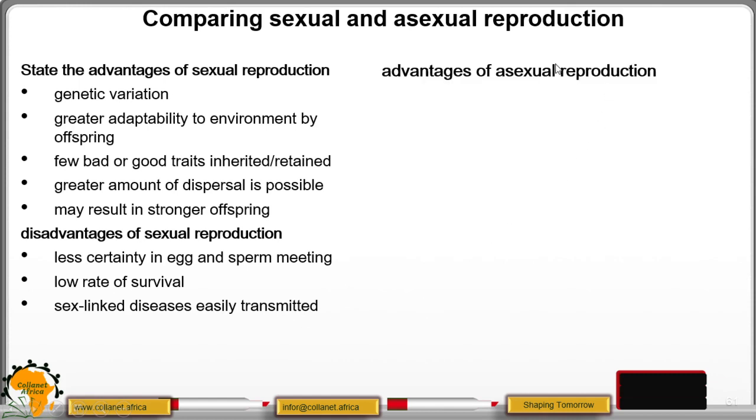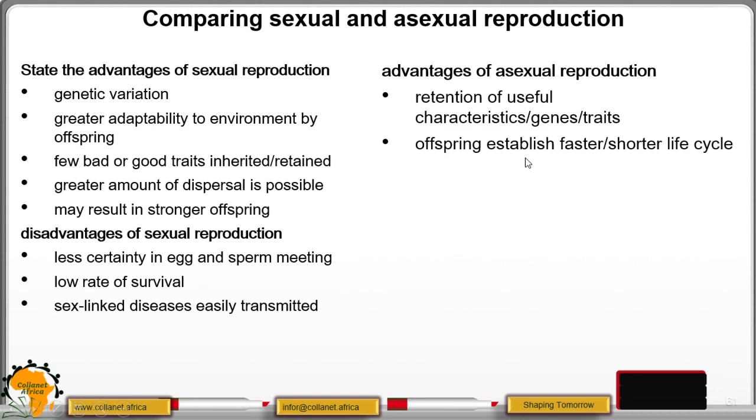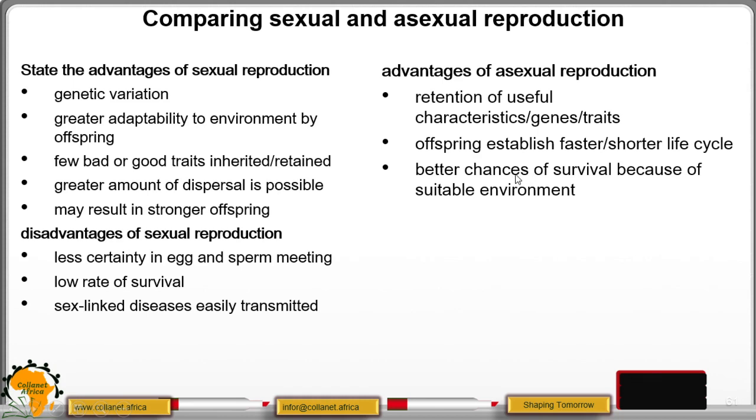Then we want also to consider advantages of asexual reproduction. There is retention of useful characteristics or genes. And of course, there is a shorter life cycle in asexual reproduction. And then there are better chances of survival because of a suitable environment.